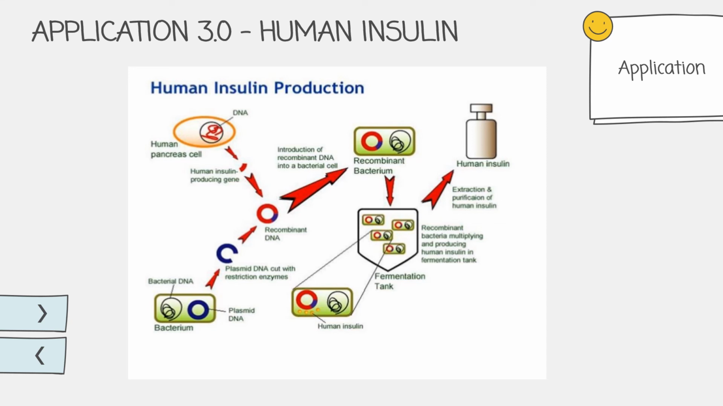Then the gene of interest is isolated from a beta cell and inserted into the open plasmid. Plasmid and gene of interest are recombined together by DNA ligase enzyme. And lastly, this recombined plasmid is inserted into a suitable host cell, and now this recombined host cell starts producing insulin hormone. This procedure is important for those whose bodies cannot produce insulin to regulate the carbohydrate and fat metabolism in their body.